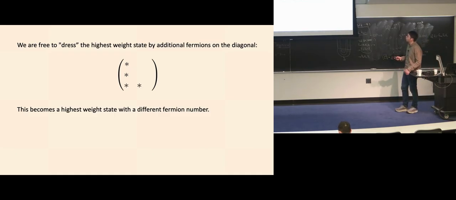Okay? And this is not the only possible highest weight state. You are also free to dress this state that I discussed earlier by any additional fermions along the diagonal, which are in some sense the Cartan of SU(N). And these are also new highest weight states, but with a different fermion number because you added some additional fermions there.